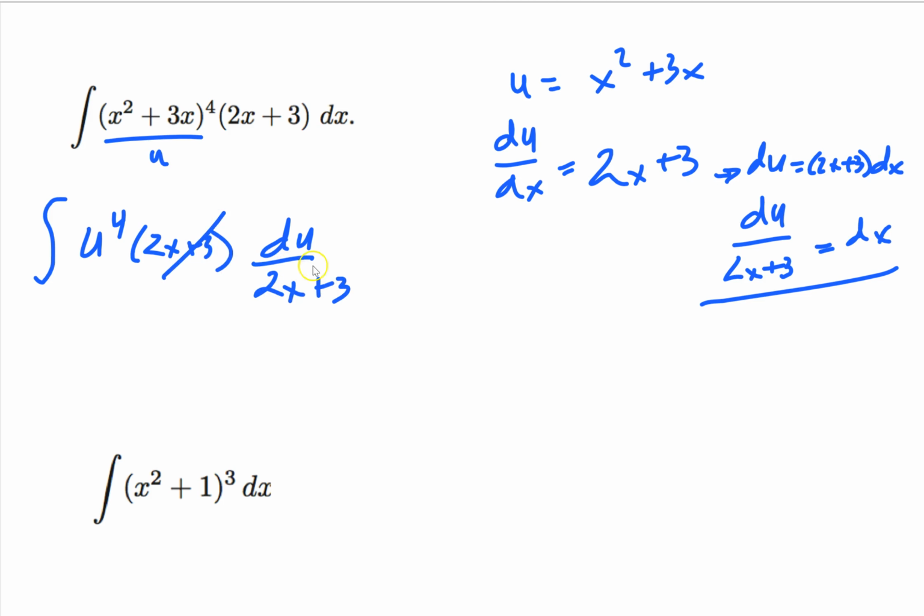And then look what happens. Cancel, cancel. The integral of u to the 4th du. That's a u to the 4th. You could believe me. Integrate that. Remember, that's a basic power rule.